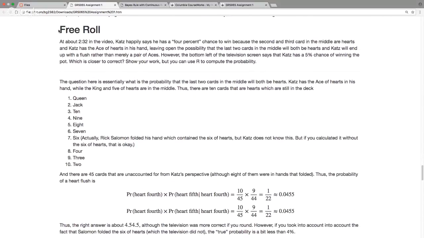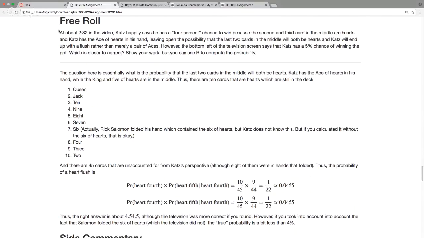So then the flop comes, 2 hearts in the middle. We need to calculate the probability that one of them, or Katz at this point, gets a flush in hearts. You can go through the remaining cards in the deck. This is slightly tricky because one of the players that folded had the 6 of hearts in his hand, but Katz didn't really know this when he said, I have a 4% chance of winning.